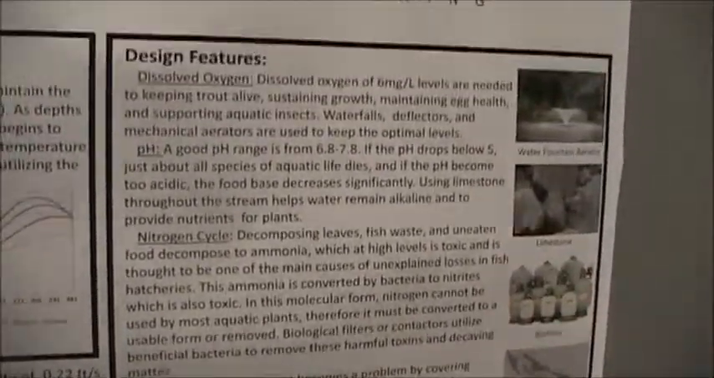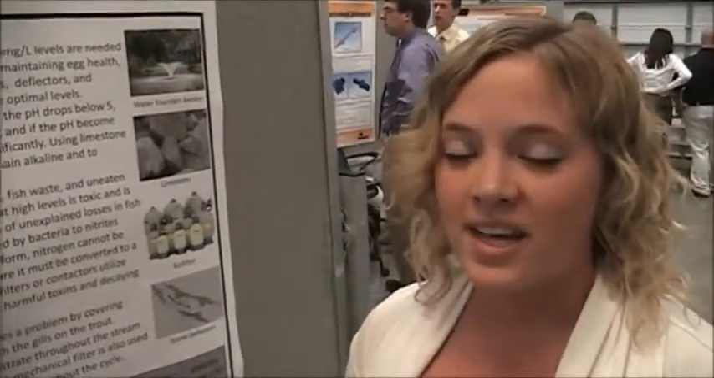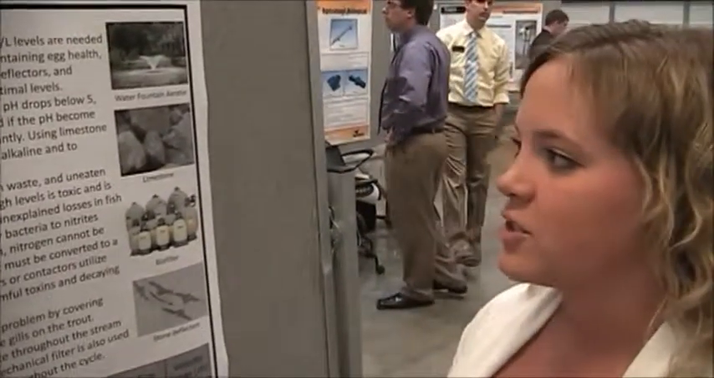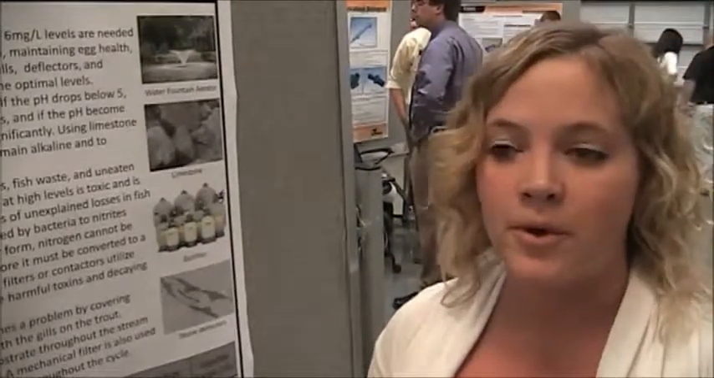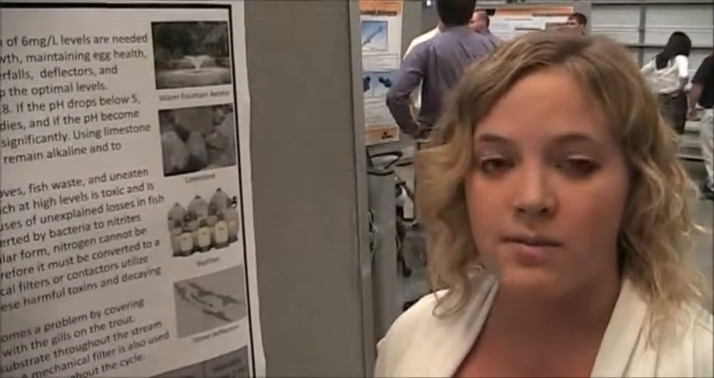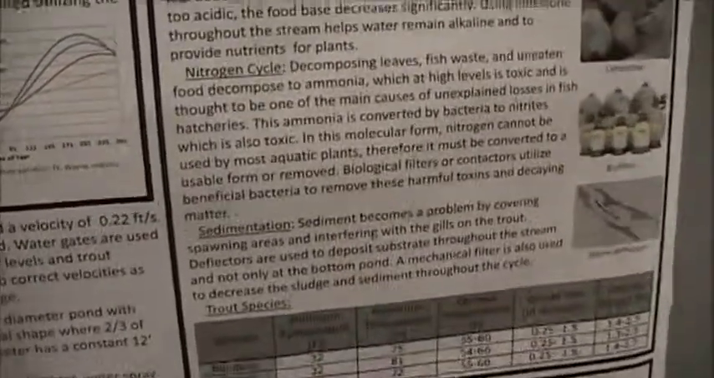Dissolved oxygen: the fish need to be able to breathe, so we'll be using mechanical aerators, waterfalls, deflectors, and we'll also have a backup aeration system. The next factor of water quality is the pH. To maintain a good pH from 6.8 to 7.8, we're going to put limestone within the stream, and this will keep the levels up. The next process that we'll talk about is the nitrogen cycle.